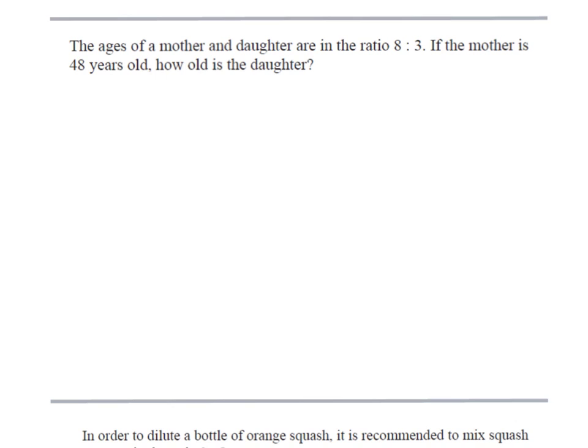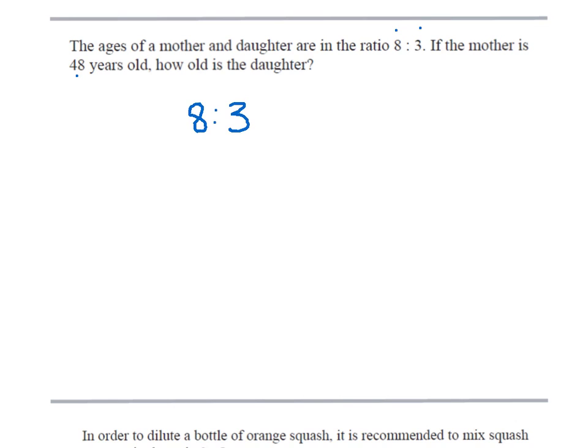The ages of a mother and daughter are in the ratio 8 to 3. If the mother is 48 years old, how old is the daughter? This time, it's not giving us the total. It doesn't say anywhere what the total of their ages is. It just tells us that the mother is 48 years old. Now, if something is in the ratio 8 to 3, then the mother is the 8 and the daughter is 3, because it's in the order that they are written down.